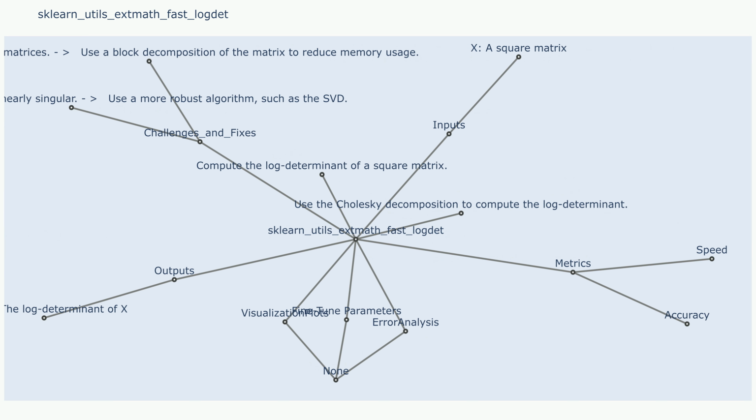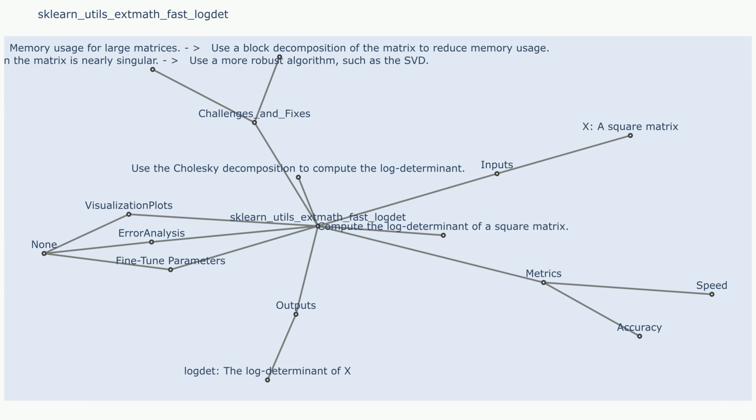Challenges and fixes. Non-positive definite matrices. Sample use case: when the input matrix A is not positive definite, for example it has negative eigenvalues or is singular, the Cholesky decomposition may fail.